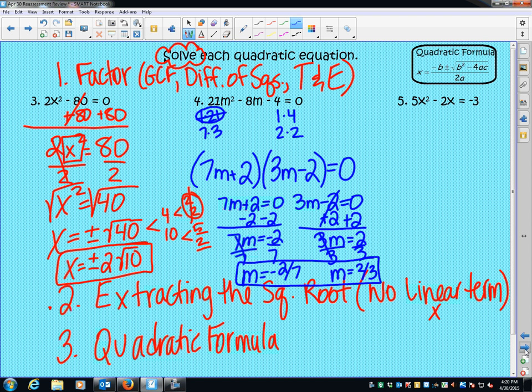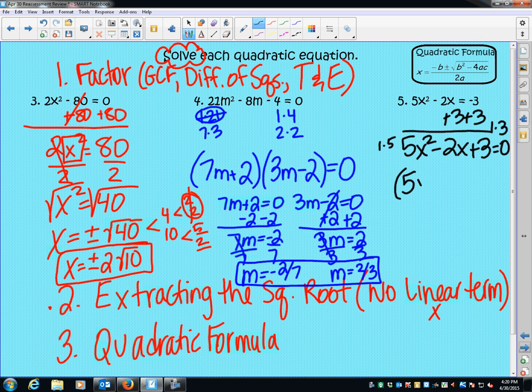Okay, on number 5 now, I am going to maybe try to factor it first because it looks like it could be factorable. First thing is I need to get it equal to 0. So 5x squared minus 2x plus 3 equals 0. If it can factor, that's going to be super great. So it's going to be 1 and 5 and 1 and 3.